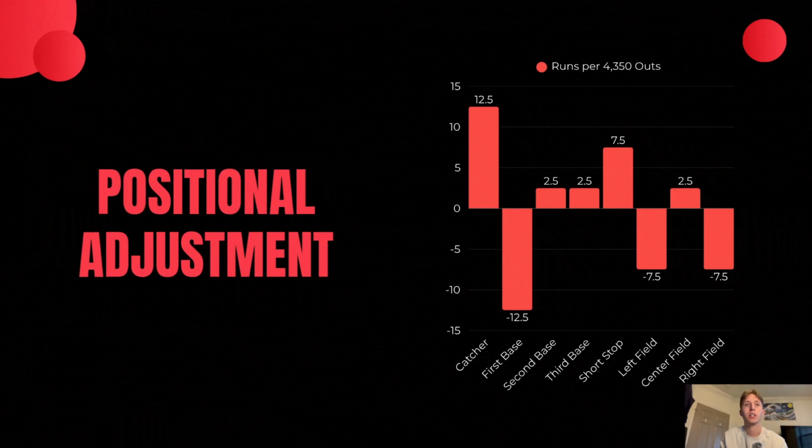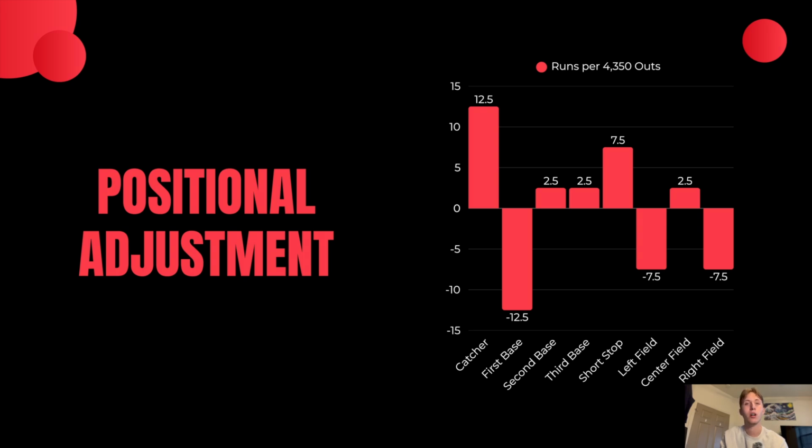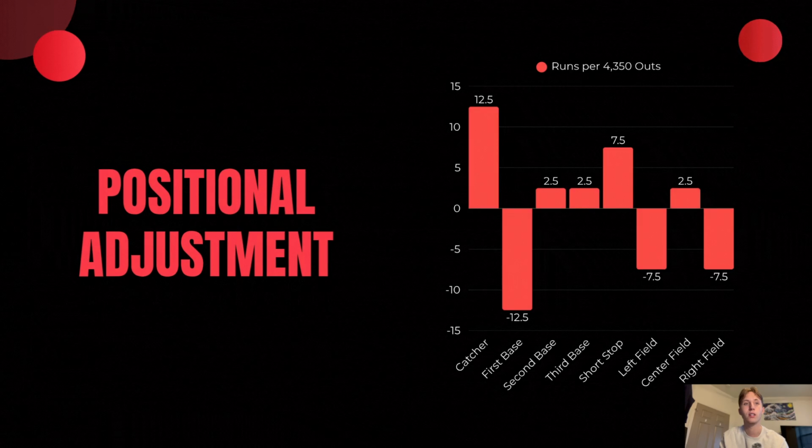Positional adjustments are scaled by the share of defensive outs a player logged at their primary position, assuming 4,350 team defensive outs per season. For example, 1,000 outs at shortstop with a plus 7.5 run positional value would yield you approximately 1.72 runs.